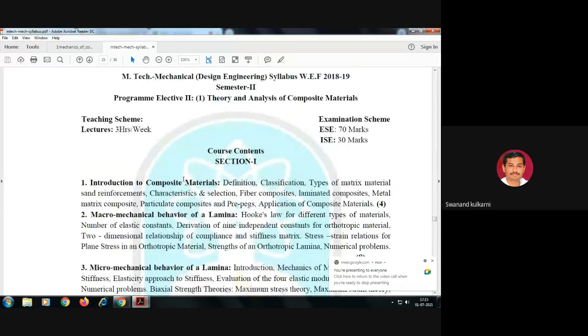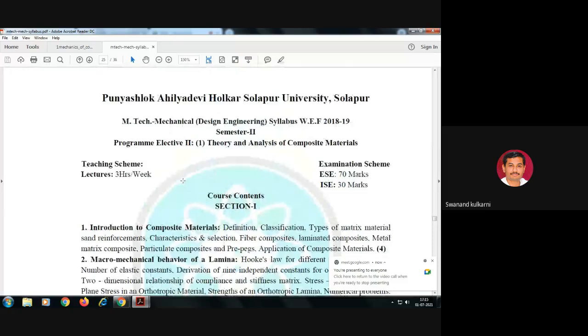Starting with this theory and analysis of composite material, as per the information given by the Punyashloka Ahilyadevi Holkar Solapur University, Solapur, for the syllabus for M.Tech Mechanical Design Engineering with effect from 2018-19, this elective subject.